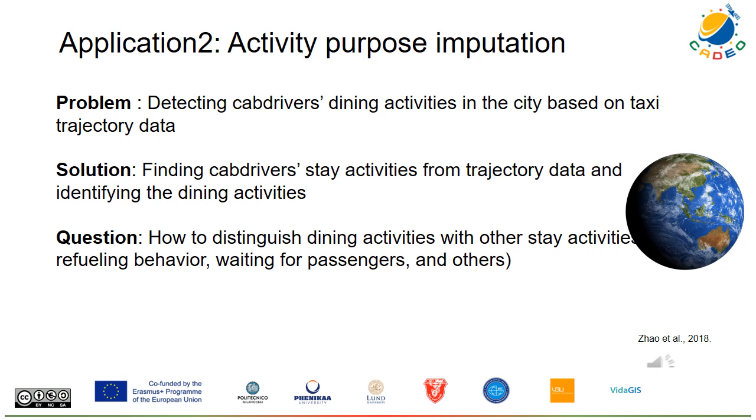Here's the solution. First, we find cab drivers' stay activities from trajectory data and identify the dining activities. It means these stay activities will be classified as dining activities and non-dining activities. Here, one question is how to distinguish dining activities from other stay activities, such as refilling behavior, waiting for passengers, and some other stay activities. So here we can see this is a classification problem, right?